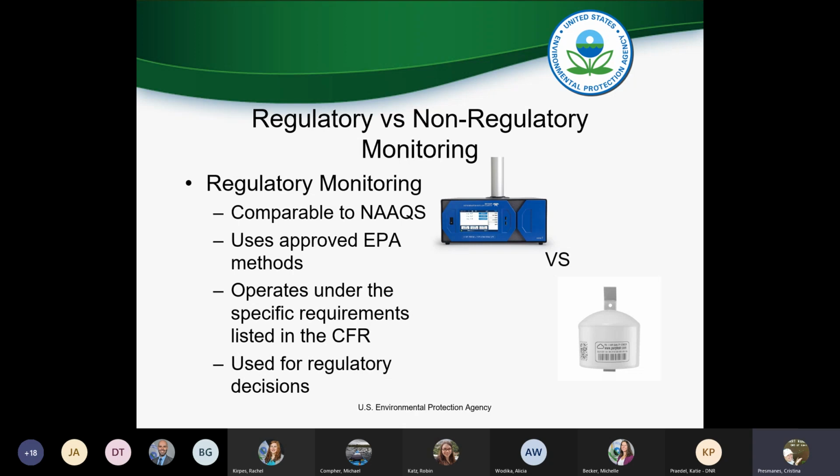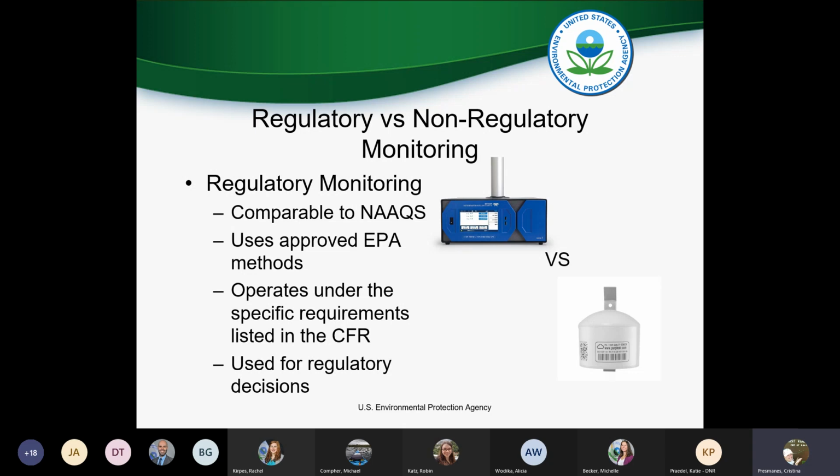Now that we understand what our federal standards look like, we can take a moment to look into what regulatory versus non-regulatory monitoring looks like. Regulatory monitoring comes about from a much more rigorous process. Each instrument is tested under a variety of different requirements to ensure that it meets the accuracy and robustness needed for policy making. The instruments used for regulatory monitoring are typically costly, require periodic maintenance, and assessments to support the type of monitoring needed for NAAQS comparison.